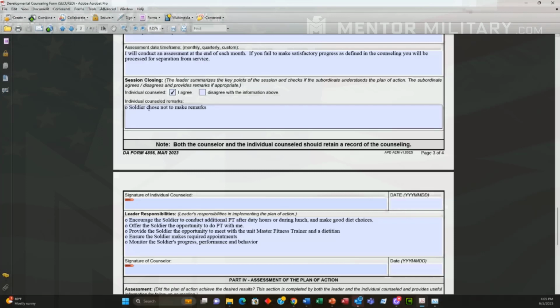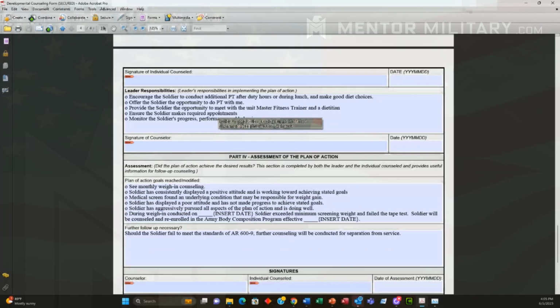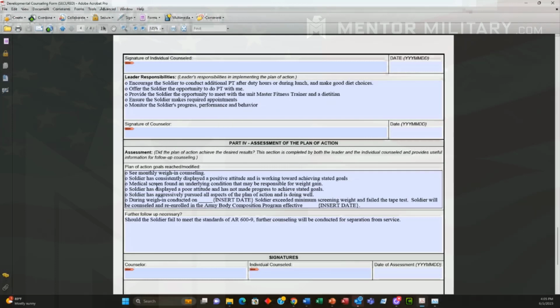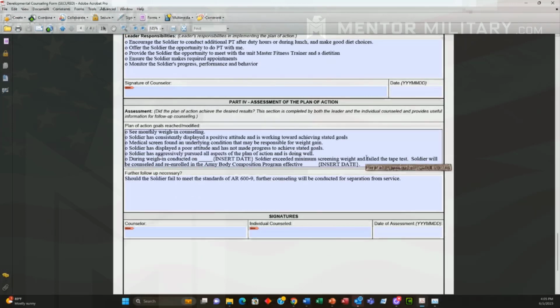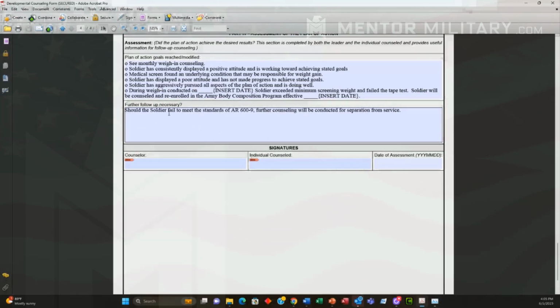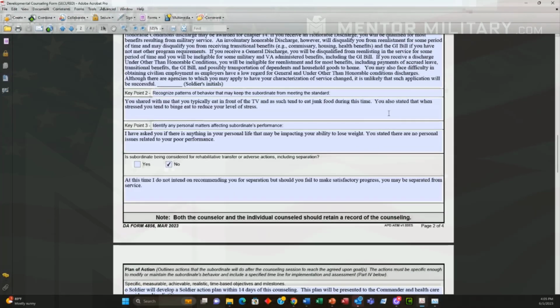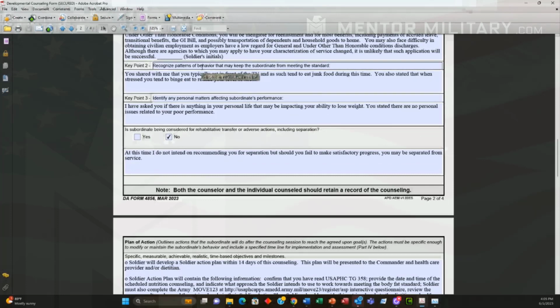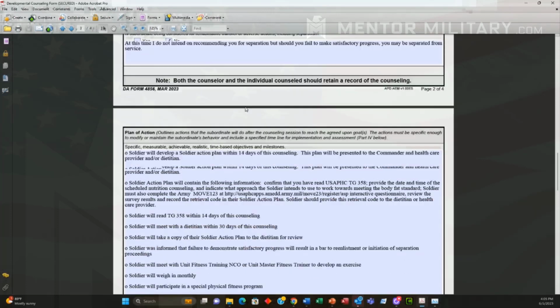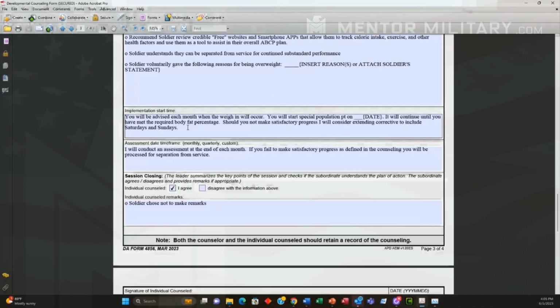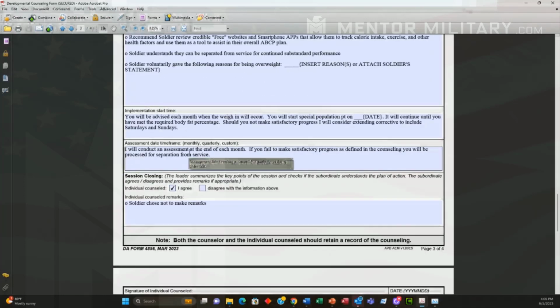Closing. Soldier chose not to make remarks. Then, leader responsibilities, plan of action goals, and further follow-up. Should the soldier fail to meet the standards of AR 600-9, further counseling will be conducted for separation from service. Basically, we tweaked it from the old format, but it's pretty much the same. You have key point 2 as far as patterns of behavior, personal matters affecting it, implementation start time, and assessment time frame.